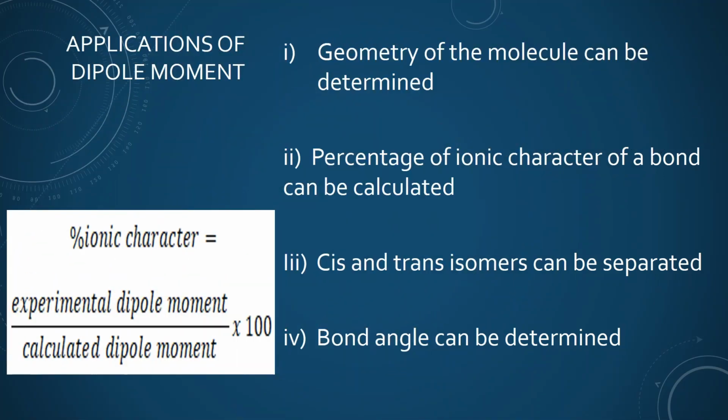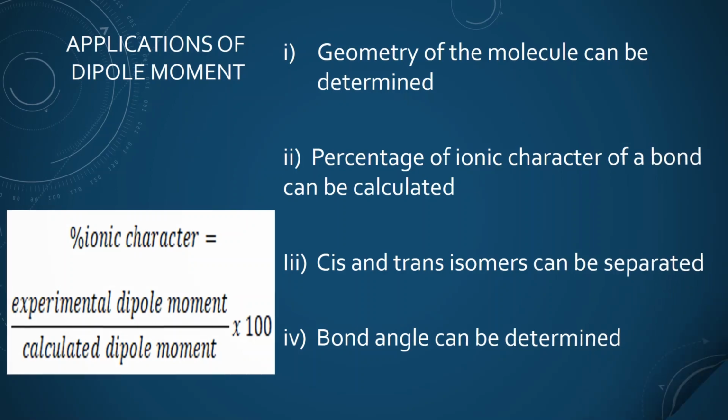Let me explain the applications of dipole moment. The geometry of a molecule can be determined. The percentage of ionic character of a bond can be calculated. Here is the formula: percentage of ionic character is equal to experimental dipole moment divided by calculated or theoretical dipole moment, into 100. Cis and trans isomers can be separated. I will explain what cis and trans isomerism in organic chemistry is. The last and fourth application of dipole moment is that bond angle can be determined.